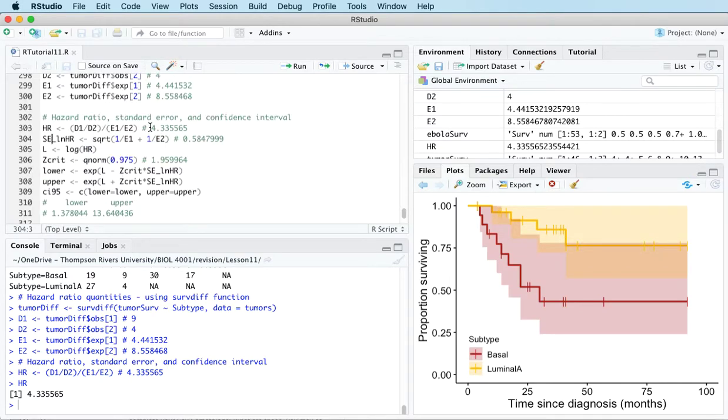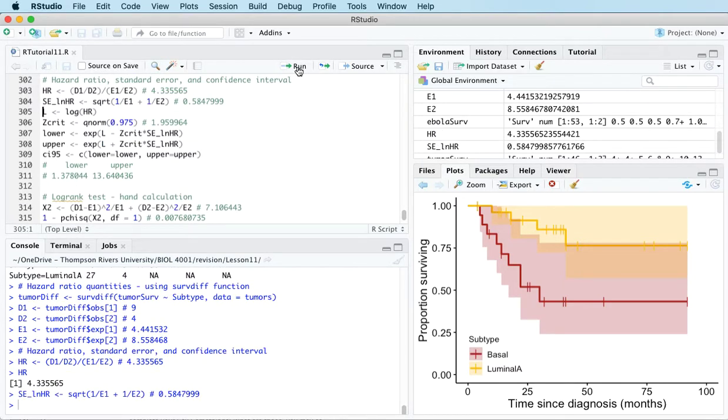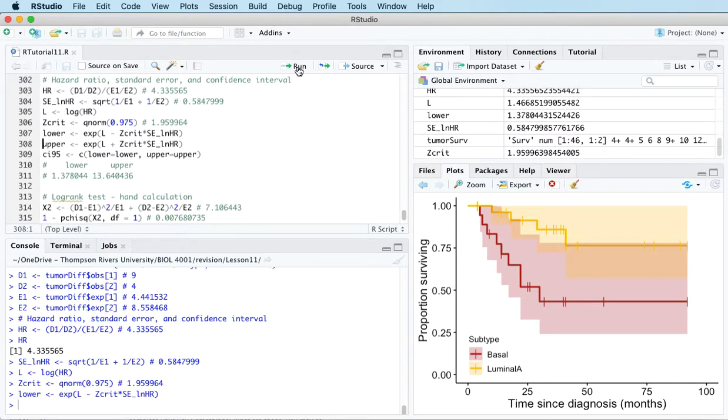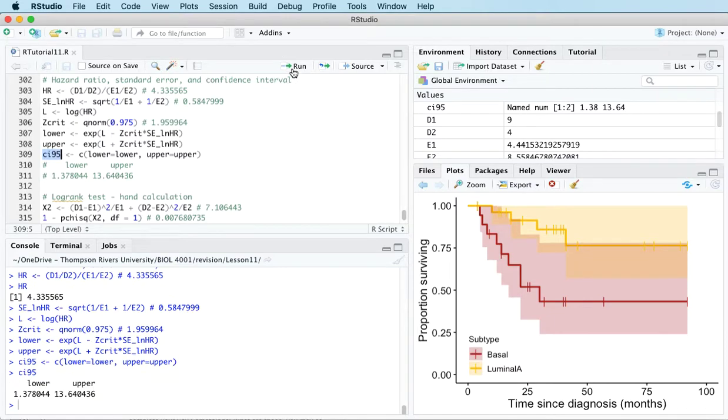As usual in statistics, this is just a point estimate, and so it's nice to be able to quantify our uncertainty using a confidence interval. And so we can run through these calculations here to calculate a confidence interval. And we end up with a 95% confidence interval between 1.38 and 13.64.